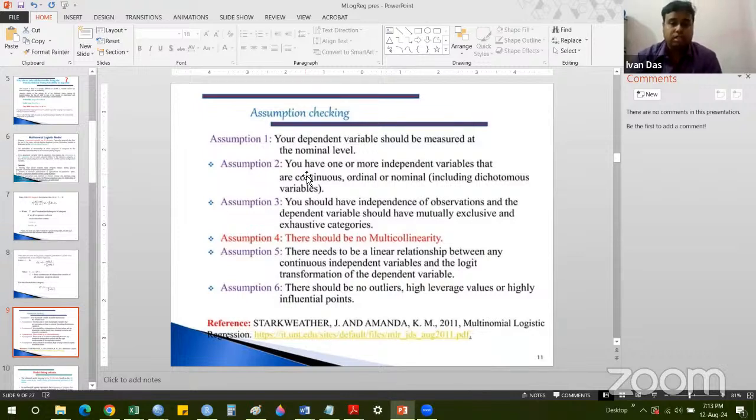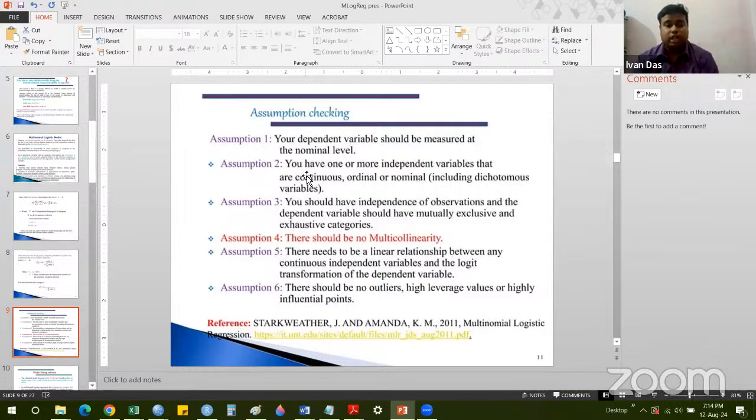Then assumption 5 says there has to be a linear relationship between any continuous independent variables and the logit transformation of the dependent variable. It may or may not be a continuous IV. Even if it is a nominal IV, there should be a linear relationship between them. Then the linear relationship will be pseudo, because how can you draw a linear relationship between two nominal variables, right? So pseudo linear relationships have to be checked like that. And if the IV is a metric variable, then there is no issue.